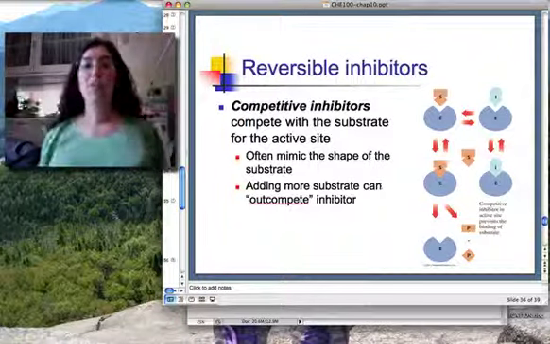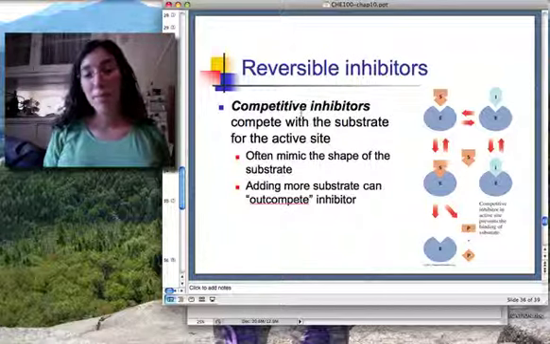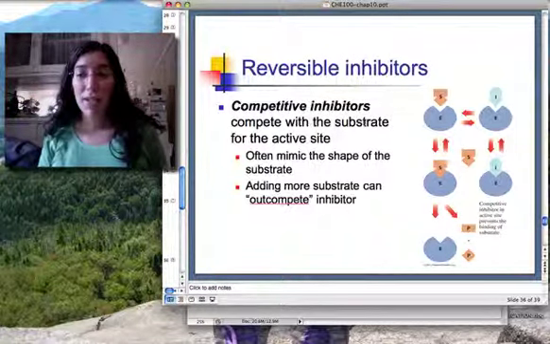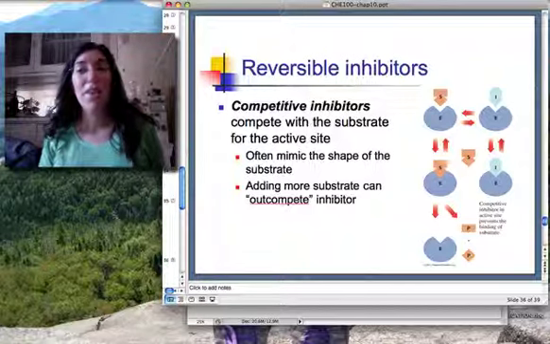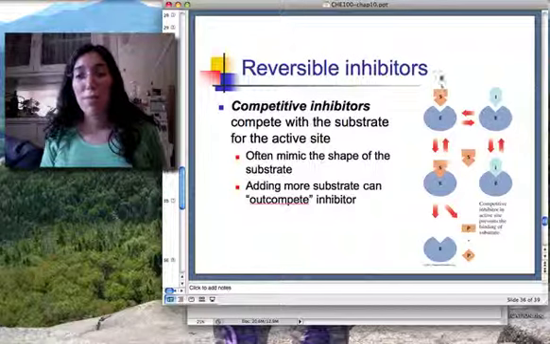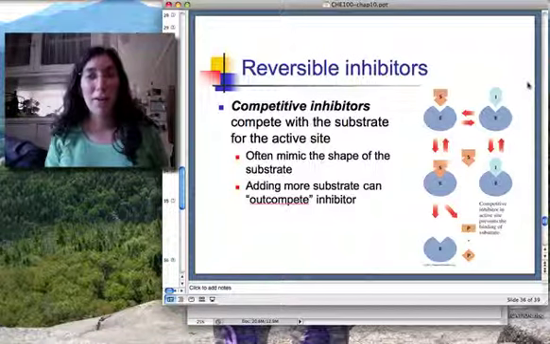So reversible inhibitors actually come in two different forms. We have competitive inhibitors and non-competitive inhibitors. So a competitive inhibitor is one that competes for the active site of the enzyme, okay? So you have your enzyme, and you have your substrate here, and you have your inhibitor here. So competitive inhibitors often try to mimic the substrate. They look very much like the substrate.